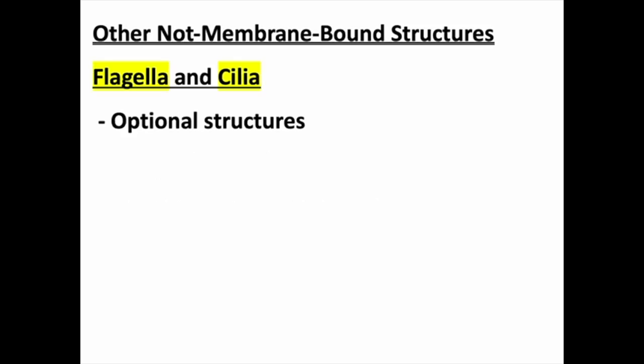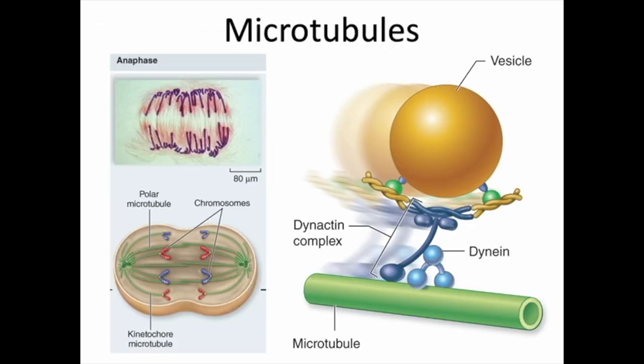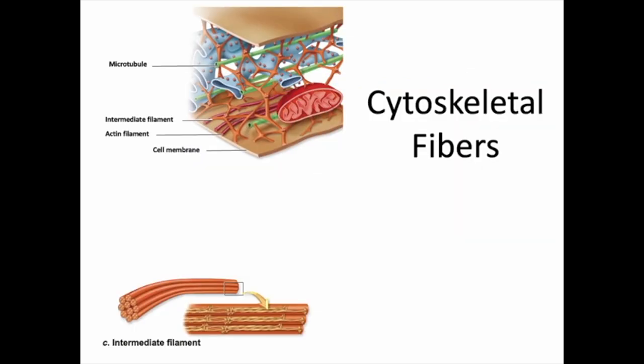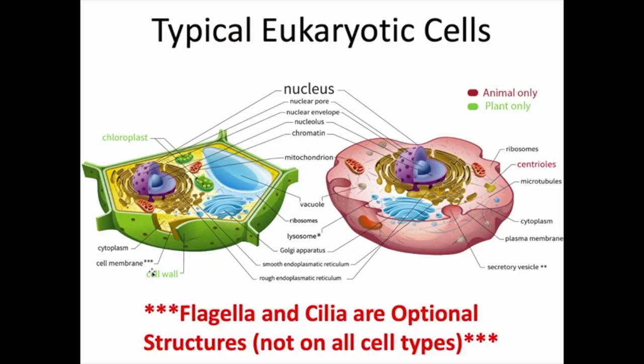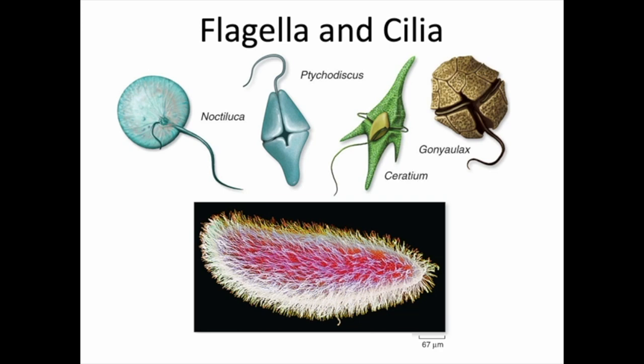Finally, last two, other non-membrane bound structures, flagella and cilia. So I'll show these in just a second, but I do want to point out these are optional structures. All eukaryotic cells are going to have microtubules and intermediate filaments and so on, but flagella and cilia are truly optional. Some cells have one but not the other. Some cells have both. Some cells have neither. They're optional. Once again, they're not shown in the overview, but here are some fun cells that do have these.